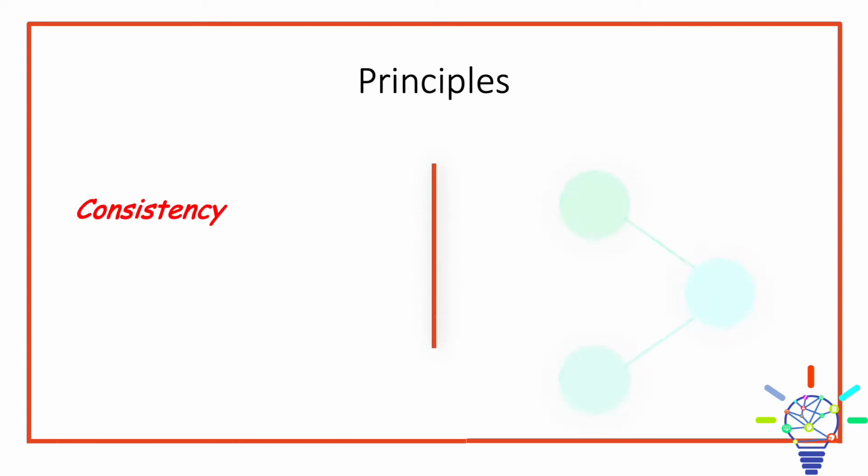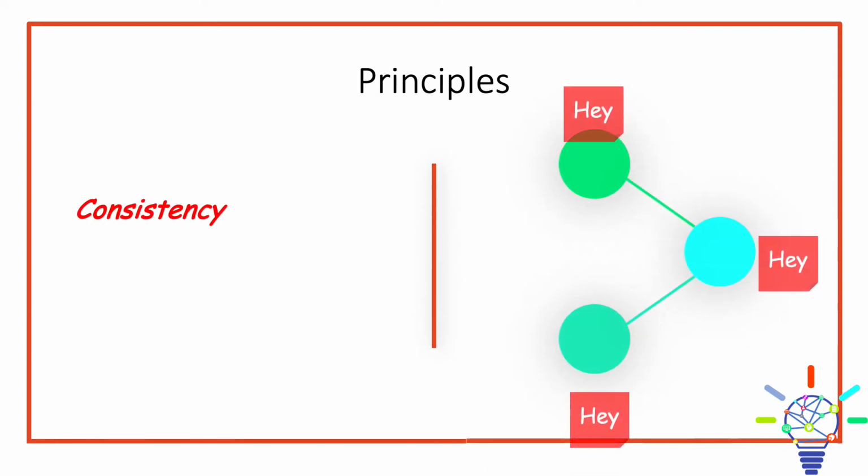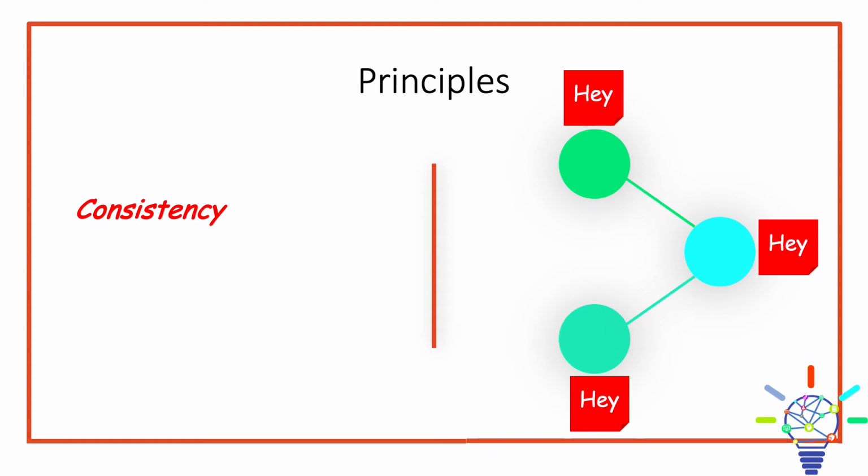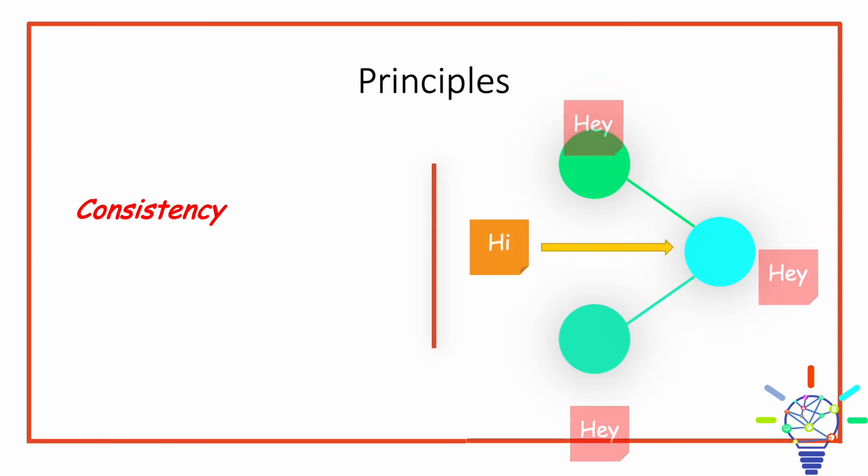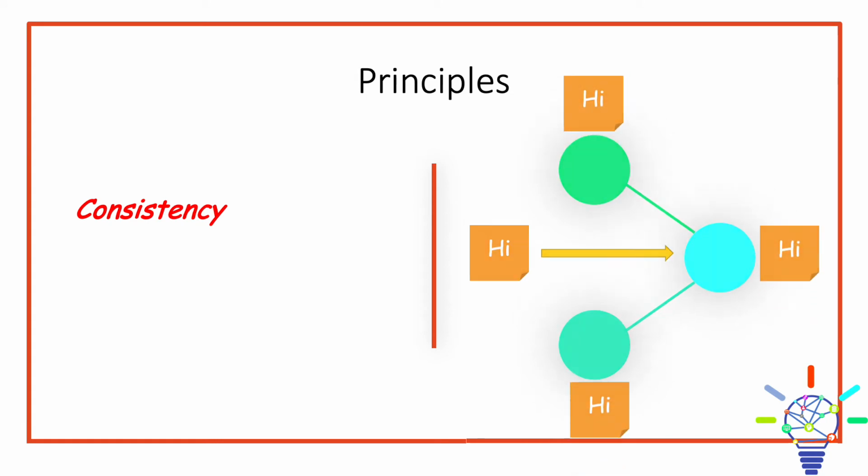Consistency. A system is said to be consistent if all nodes see the same data at the same time. Simply, if we perform a read operation on a consistent system, it should return the value of the most recent write operation. This means that the read operation should cause all nodes to return the same data, that is, the value of the most recent write.